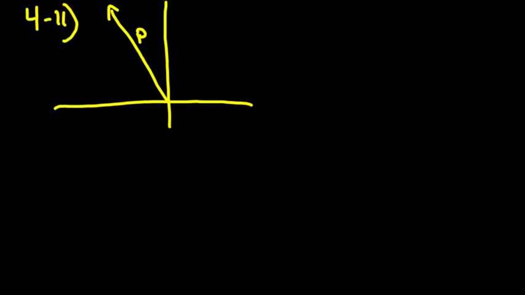We have a length P, and we're given the y and x component. So 2 is the y component, and negative 1.5 is the x component. And this angle that we're solving for is angle alpha.